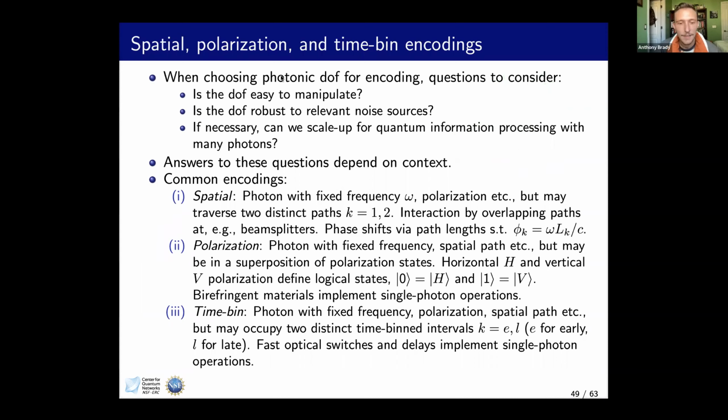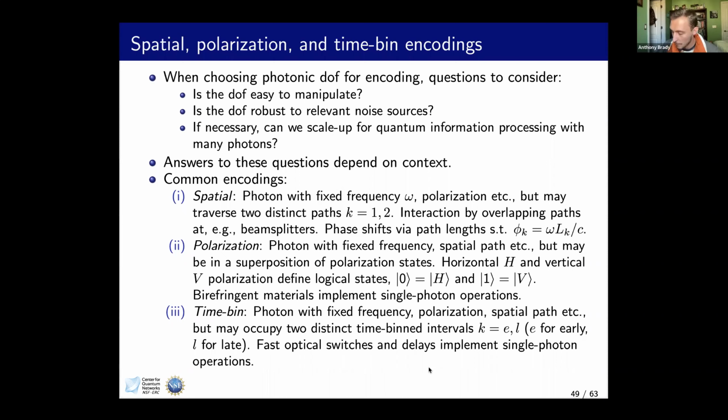Okay. And then the last thing that I'll mention is so-called time bin encoding. Everything else is the same, but the photon may occupy two different time bins, often called early and late. So basically, it's like a superposition of when the photon arrived. You can think of it like that: either it arrived early or it arrived at a late time. To do things with this, you need fast optical switches, because you're really playing with time here, and switches and delays to implement single photon operations.